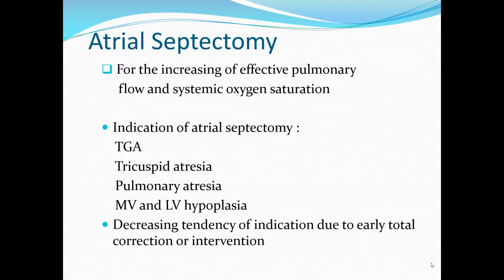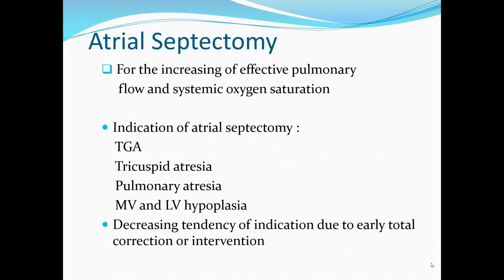Atrial septectomy in some congenital lesions. For example, in transposition of the great arteries, if there is no connection between the left and the right side of the heart, the circulations are parallel. There is no way of admixture between the left and the right side.